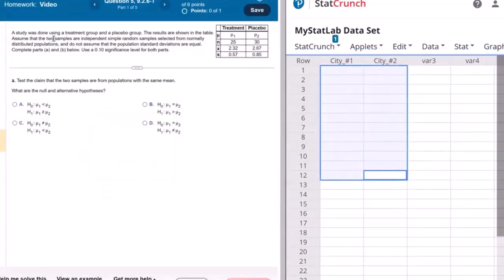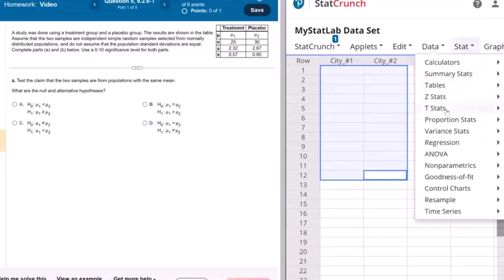A study was done using a treatment group and a placebo group. The results are shown in this table. Assume that the two samples are independent, simple random samples selected from normally distributed populations. We have our requirements. And do not assume the population standard deviations are equal. That means no pooling. We want to complete part A and B below. Here's my significance level for both parts.